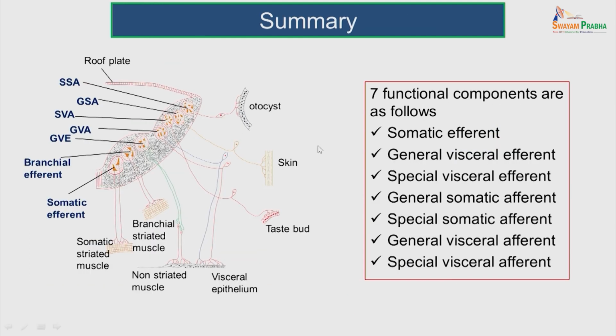To summarize, we have the 7 functional components. The somatic efferent supplies the striated muscles. The general visceral efferent supplies the smooth muscles and the glands. The special visceral efferent supplies the muscles derived from the branchial arches. Then the general somatic afferent, you can see here the fibers from the skin. Then the special somatic afferent, that is from the otocyst, the vestibulocochlear. The general visceral afferent is from the viscera, that is the epithelium, and the special visceral afferent is from the taste bud. So, we have 7 functional columns.